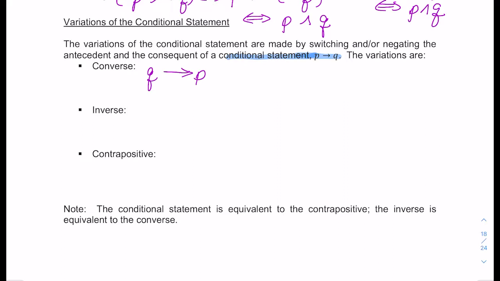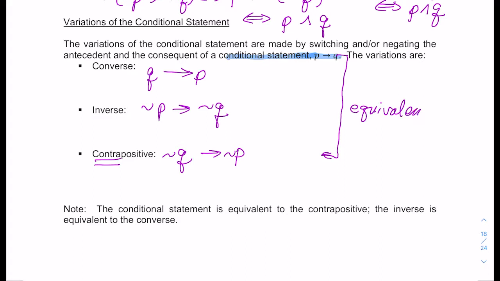For the inverse, you're going to go back to your original statement, if P, then Q, and all you're going to do is negate the antecedent and the consequent. So it'll be if not P, then not Q. And my contrapositive is go back to the conditional statement and you do two things. You're going to switch it around just like the converse, but you're also going to negate it. The word contrapositive, contra means against, like to contradict someone. So you're against being positive, that means you're negative. So you switch them around and you negate them. What's interesting is the conditional statement and the contrapositive are actually equivalent statements. And the converse and the inverse are equivalent statements.